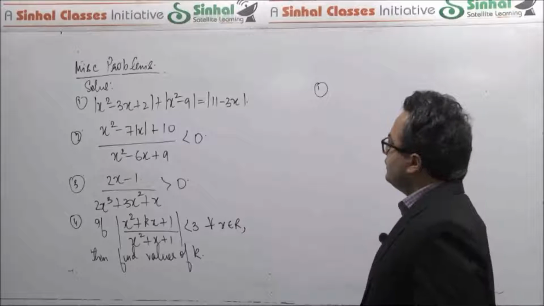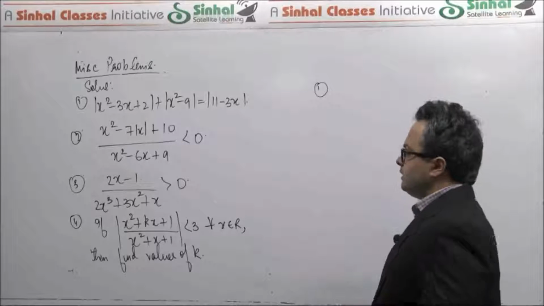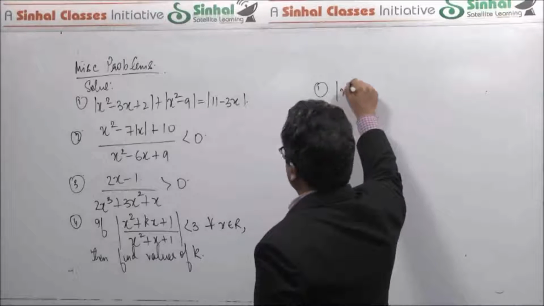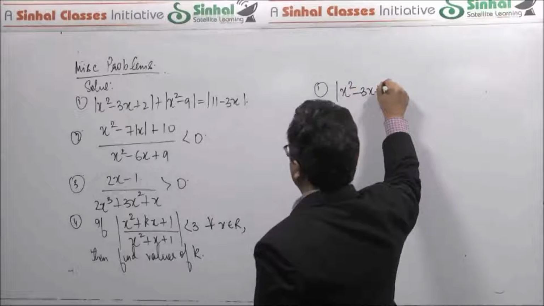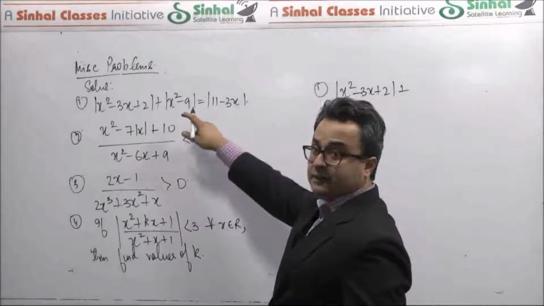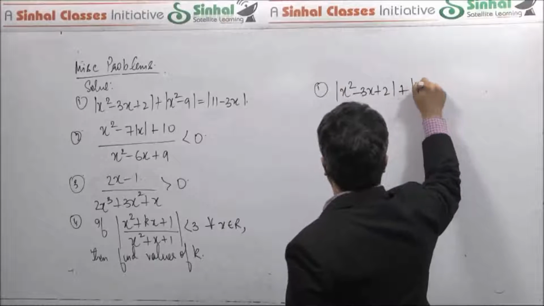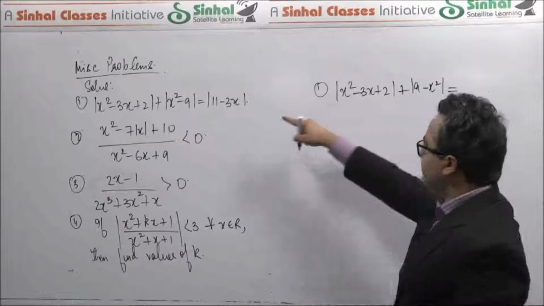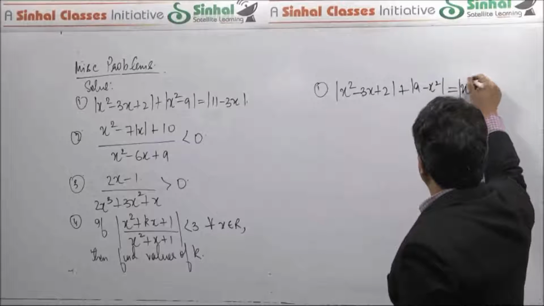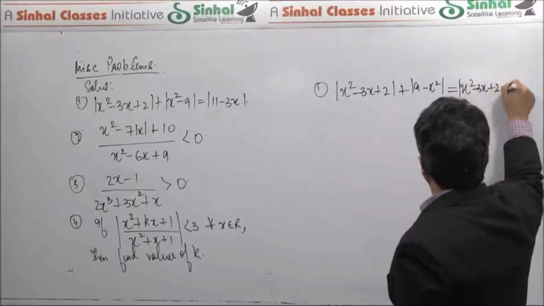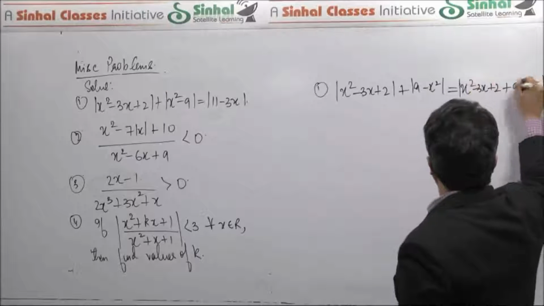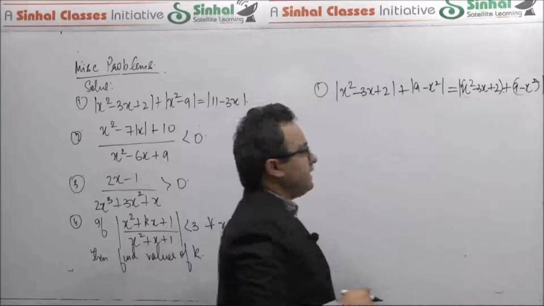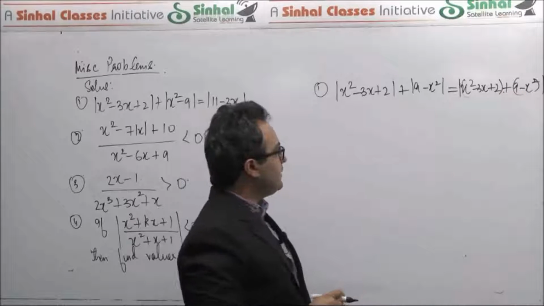Right. So for the first question, an interesting observation again is that I can rewrite mod of x square minus 9 as mod of 9 minus x square. And I can rewrite 11 minus 3x as [...]. Right. So by observation, the first equation can be rewritten in this form.